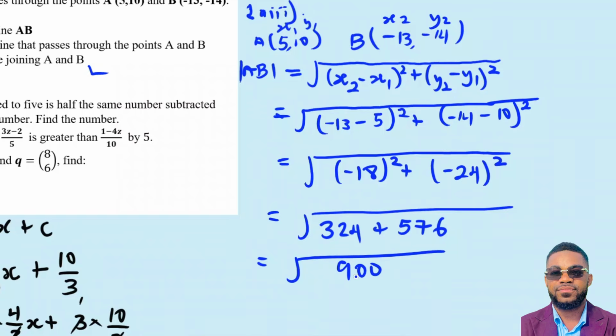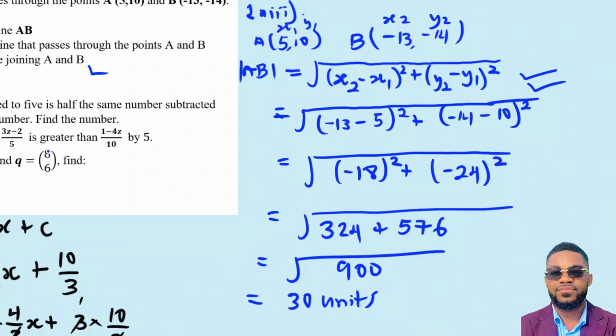And what's the root of 900? That is interesting. You see, this is a perfect square. So the root of 900 is going to be 30. So you have 30 units. So that's the length of the line joining the points A and B. Very, very simple. You just have to know this formula, and that is all. You do your substitutions, simplify, you get a final answer.